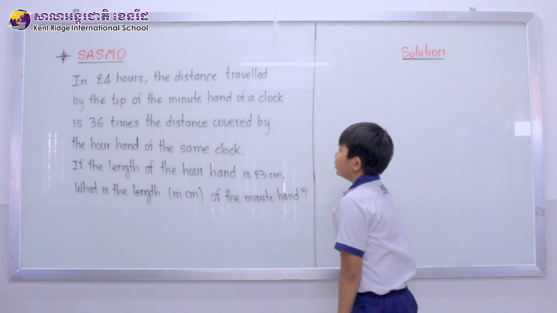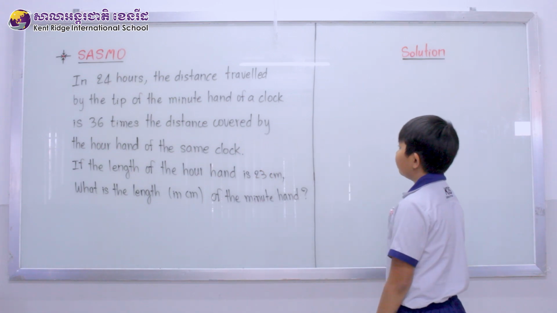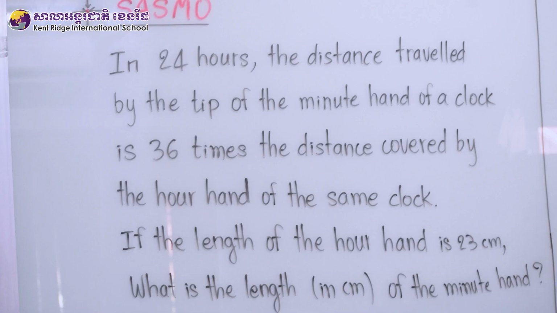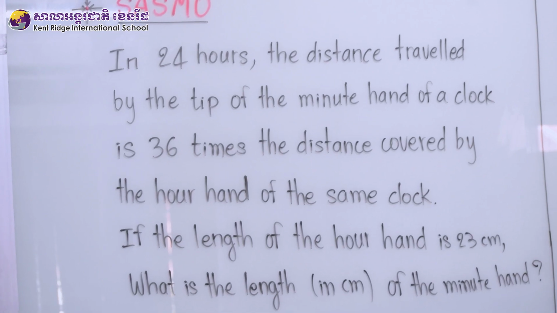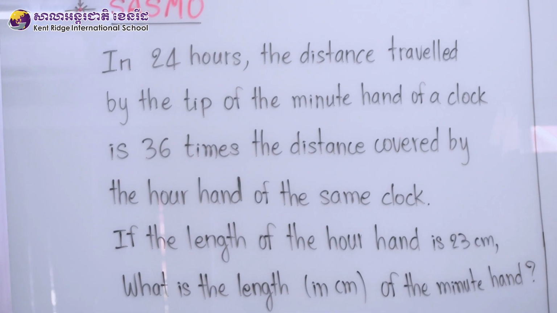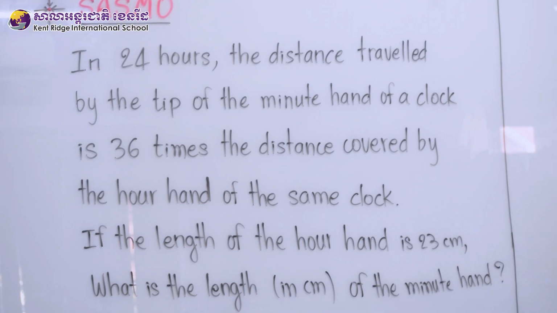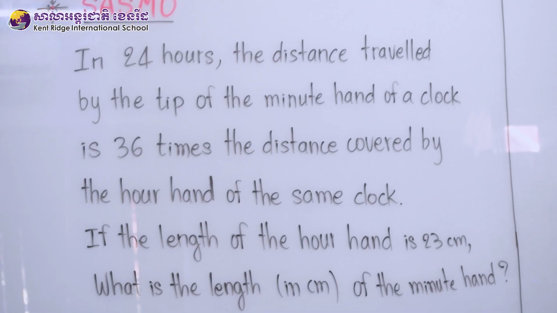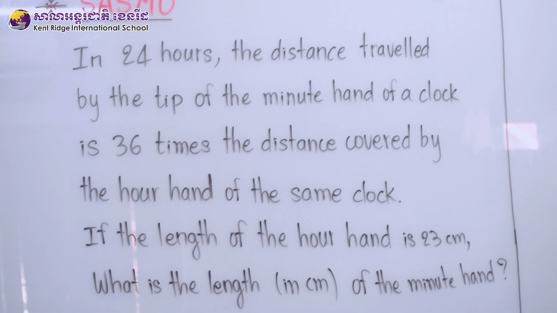I'm going to solve this problem. In 24 hours, the distance traveled by the tip of the minute hand of a clock is 36 times the distance covered by the hour hand of the same clock. If the length of the hour hand is 23 centimeters, what is the length in centimeters of the minute hand?